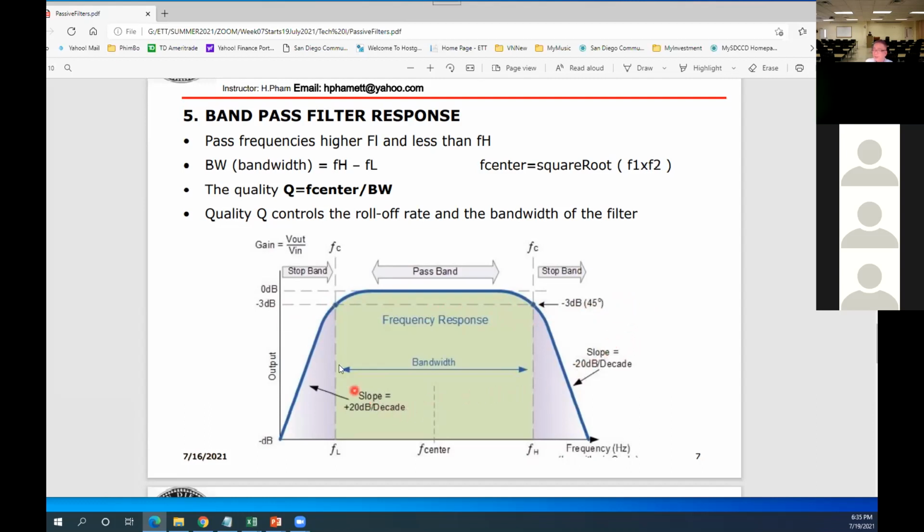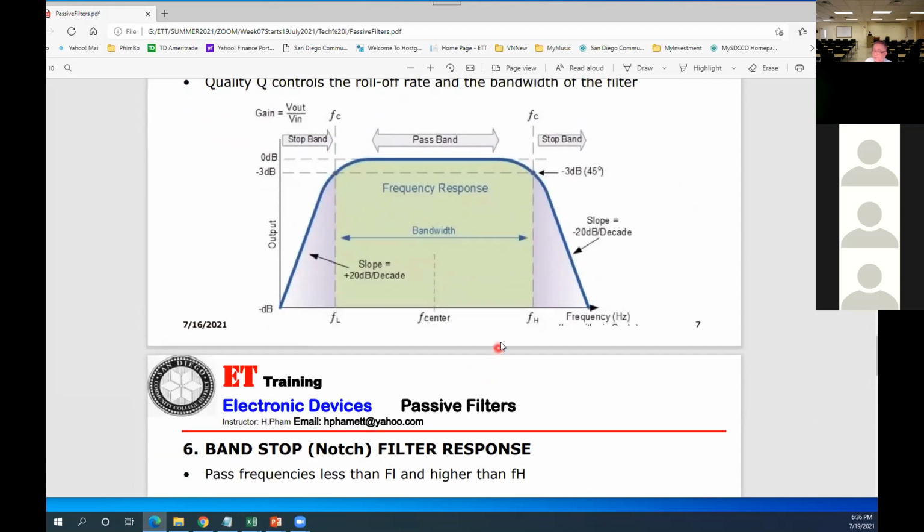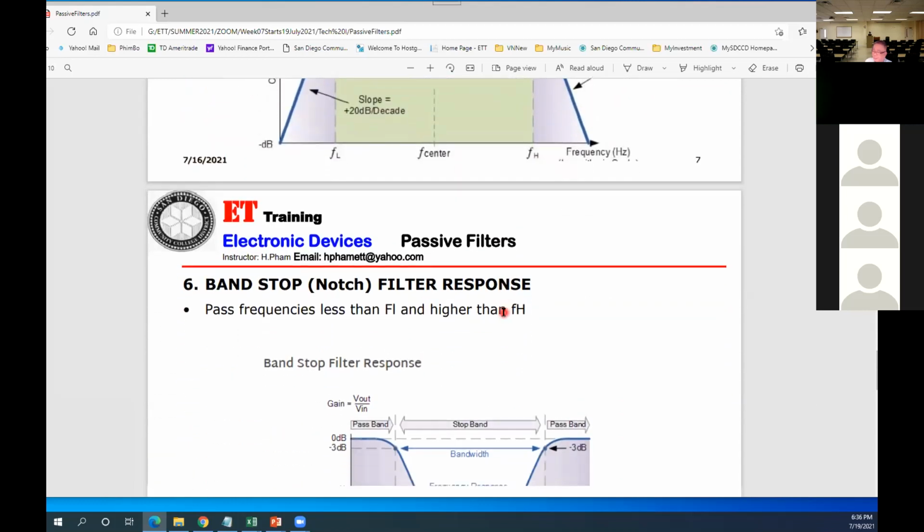Basically, if they want to make a band pass, they add a high pass filter and a low pass filter. That gives you a band pass filter. But for now, we will not go into detail. I will give a separate lecture for the band pass filter, but that is just very, very general.